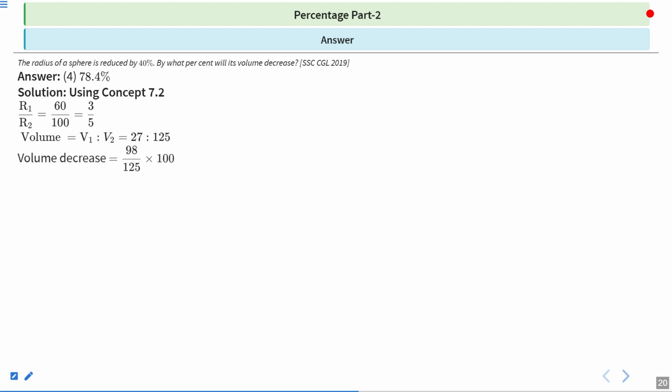So the volume decreased by 98, because the difference between 27 and 125 is 98. So 98 upon 125 multiplying by 100, we get the percentage decrease. When we simplify it, we get 78.4% decrease. So fourth is the correct answer. Next one.